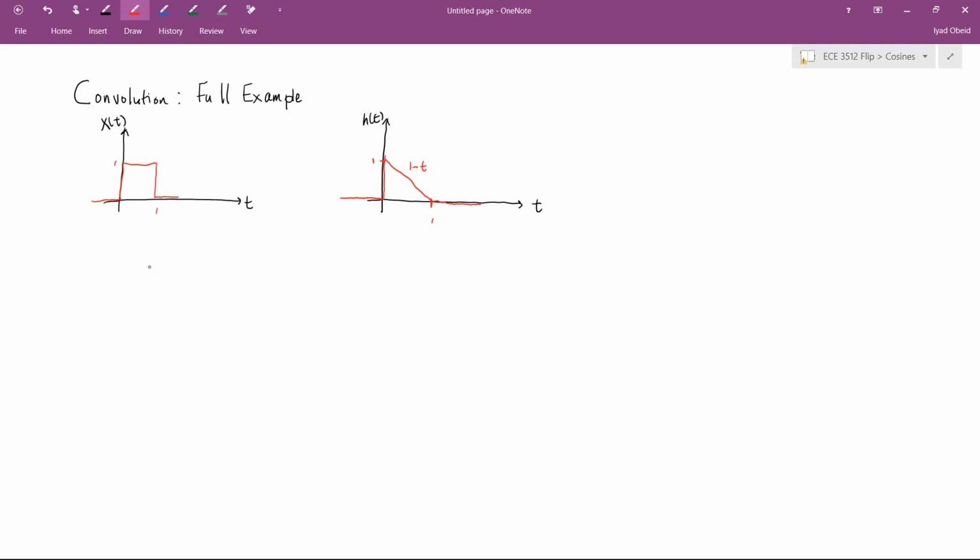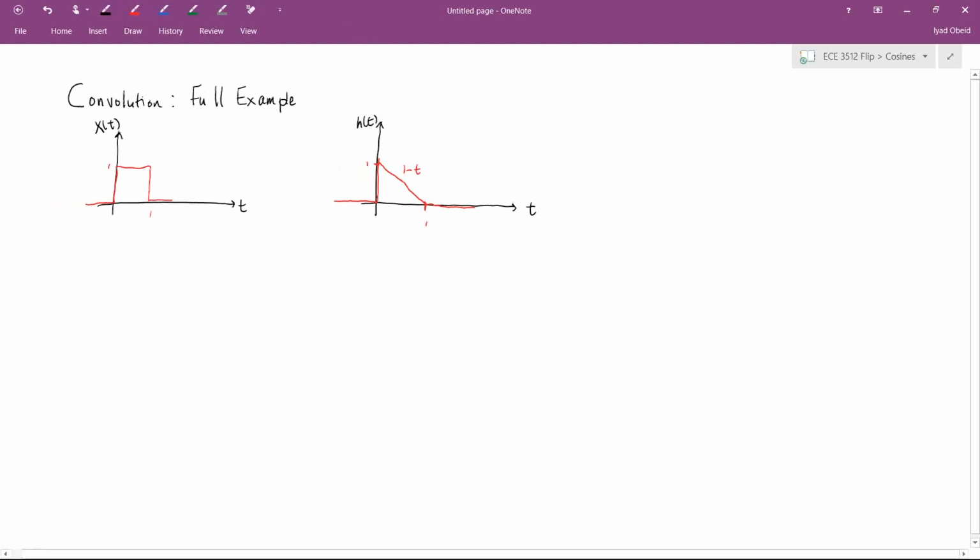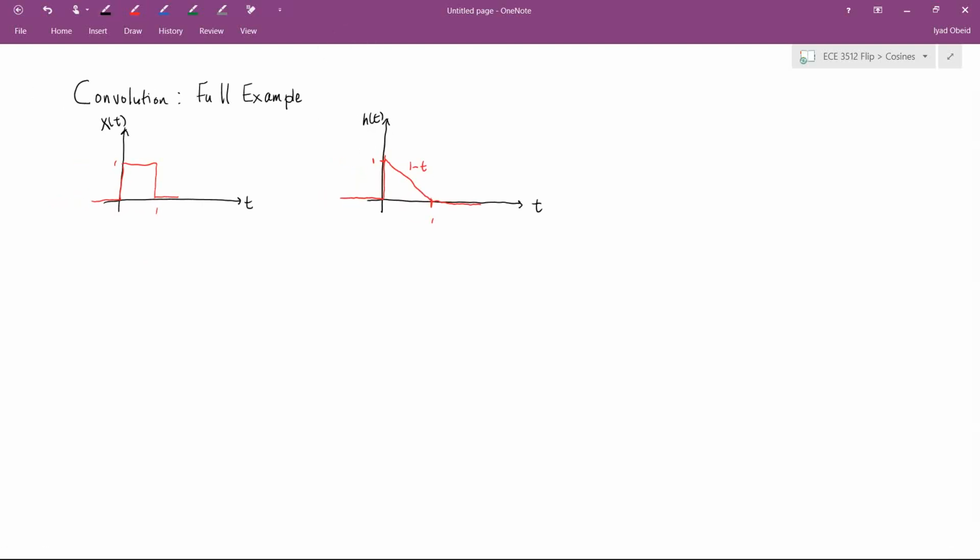In this video, we're going to do a full example of a convolution problem using the convolution integral. So we're going to convolve x of t and h of t, as you can see here, and these are signals that we've convolved in a previous example where we exploited the derivative shortcut. In this case, we're not going to exploit the shortcut. We're just going to do the problem out the long way.